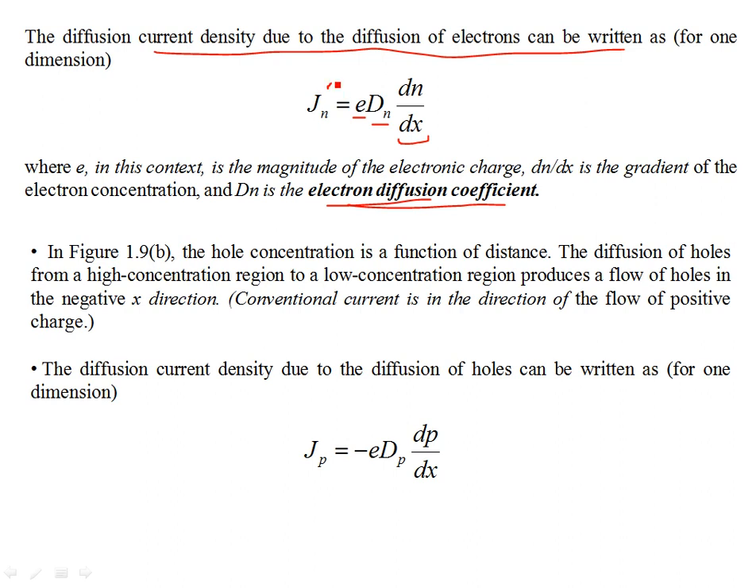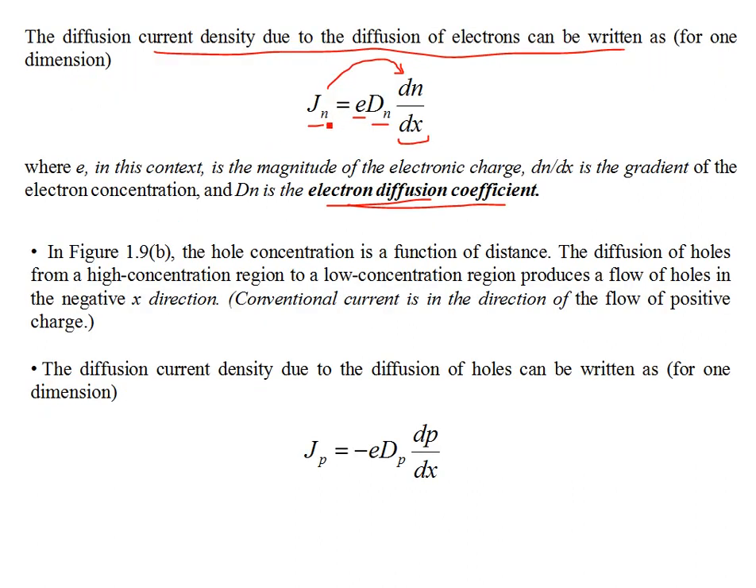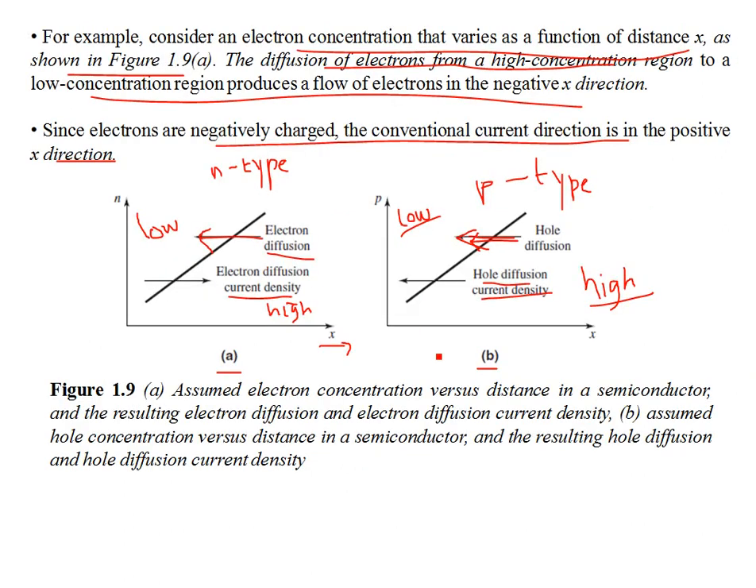Okay, now this current density is due to the concentration gradient. How much the gradient is depends on how much the diffusion current is at that particular region in a semiconductor. So this is a controlling factor for the diffusion current. We are not talking of drift current. This is the electron diffusion current. Okay. Now, in this context, e again is the magnitude of the electronic charge. dn by dx is the gradient of the electron concentration, which is responsible for the diffusion current, and Dn is the electron diffusion coefficient.